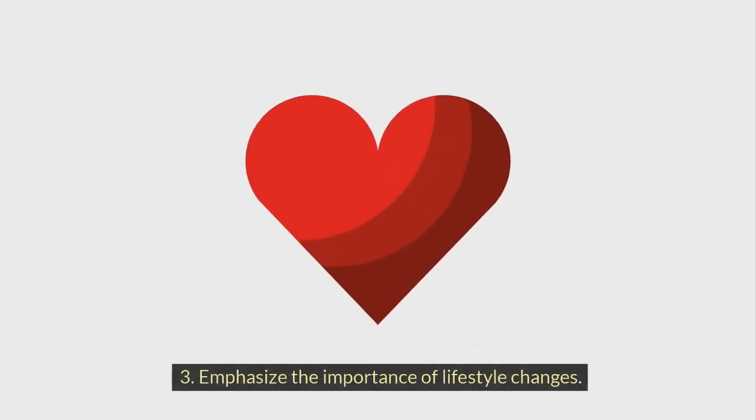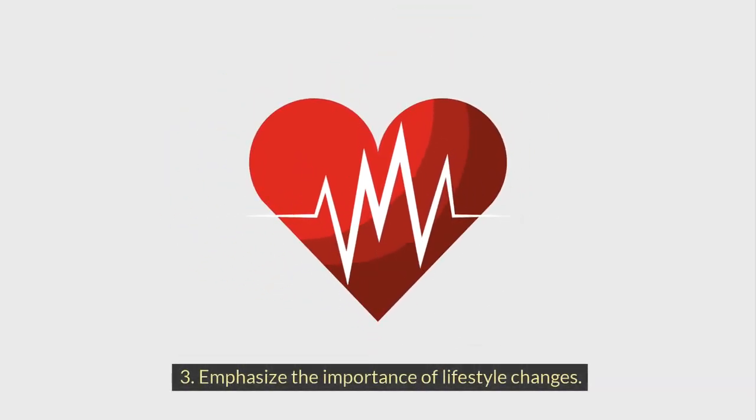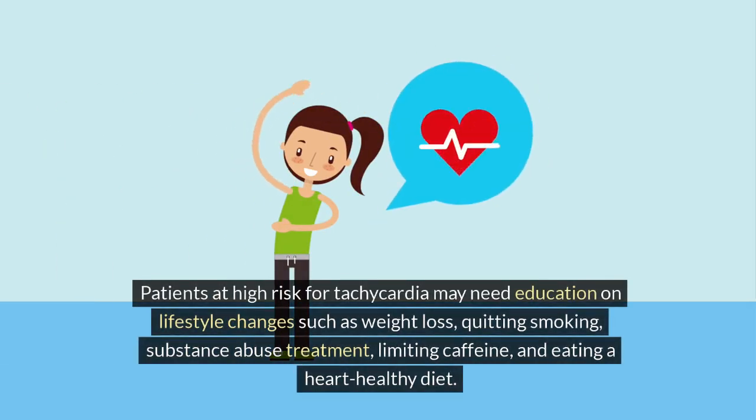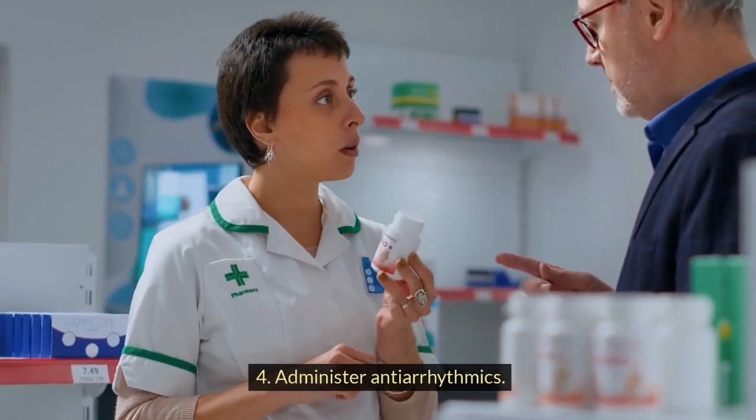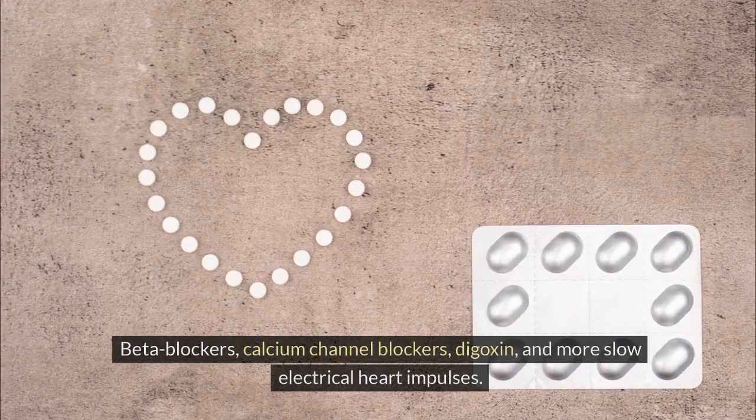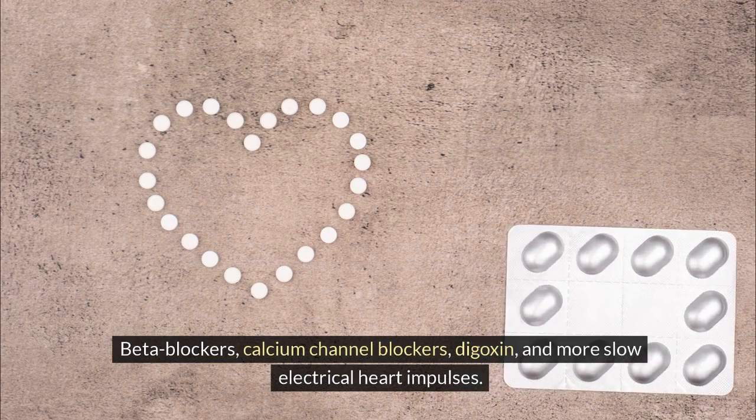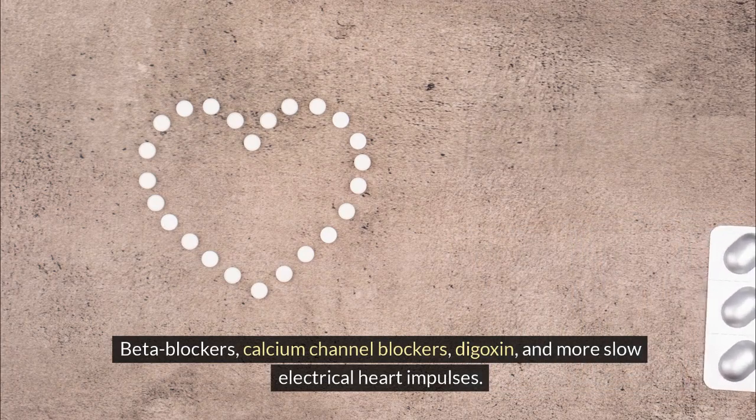3. Emphasize the importance of lifestyle changes. Patients at high risk for tachycardia may need education on lifestyle changes such as weight loss, quitting smoking, substance abuse treatment, limiting caffeine, and eating a heart-healthy diet. 4. Administer antiarrhythmics. Beta blockers, calcium channel blockers, digoxin, and more slow electrical heart impulses.